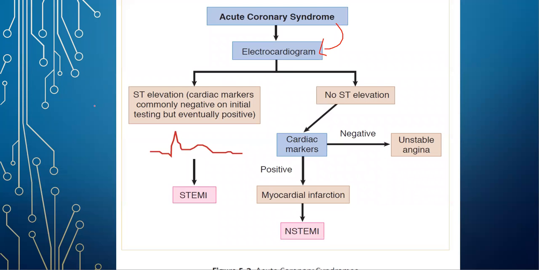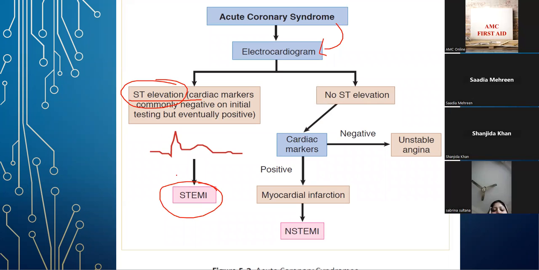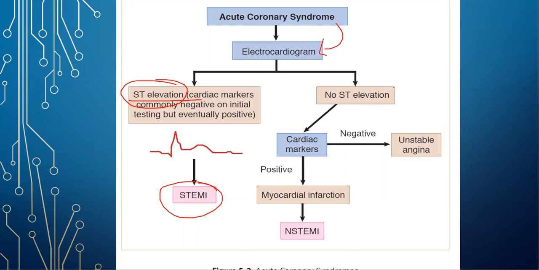Two things can happen. One, you can get ST elevation. If you get ST elevation, you don't even need cardiac troponin to confirm the diagnosis of ST elevated AMI. Okay, so ST elevation on the ECG, that's confirmatory diagnosis that this patient has got an AMI. But you haven't got any ST elevation.